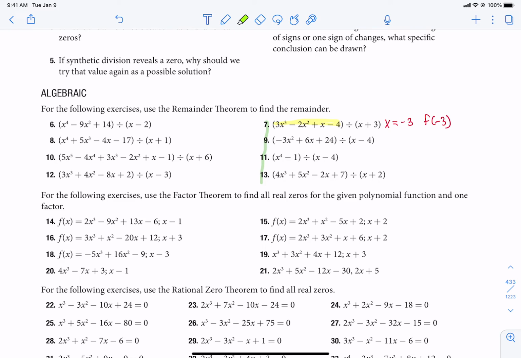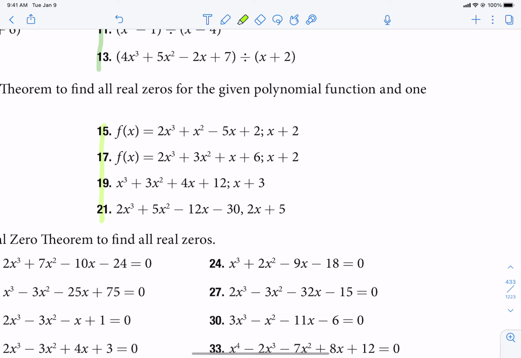Next, the instructions for 15 through 21. For all the following exercises, use the factor theorem to find all the zeros of the given polynomial and one factor. Use the factor theorem to find all zeros for the given polynomial. Okay. So for 15 through 21, they have given us one of the factors that works. So your job is to remove it. Since these are all cubics, as soon as you do the division and remove it, what's left is a quadratic that can either be factored or you have to use the quadratic formula.